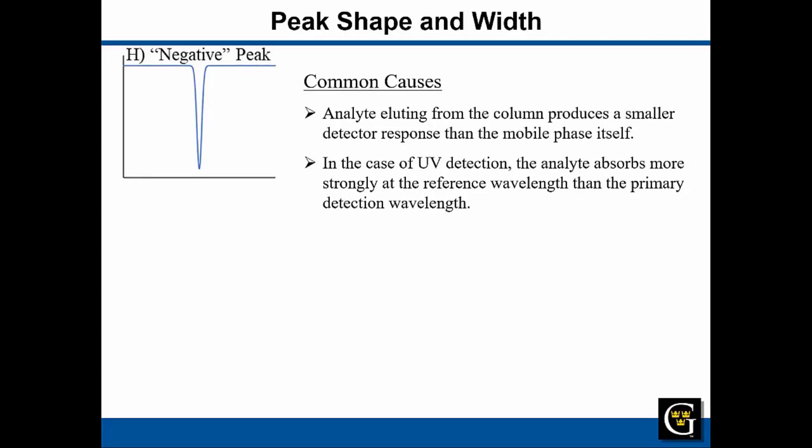Or in the case of UV detection where we use a reference wavelength to adjust the UV detector signal, and the analyte absorbs more strongly at the reference wavelength than at the primary detection wavelength, we can also end up with a negative peak like this.